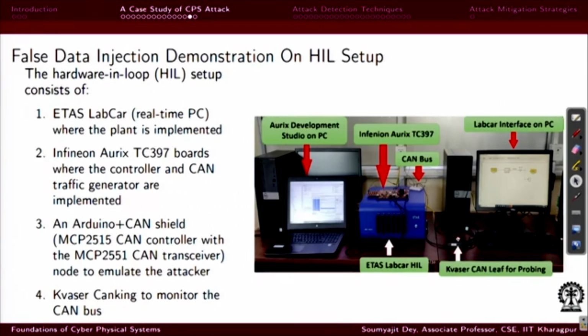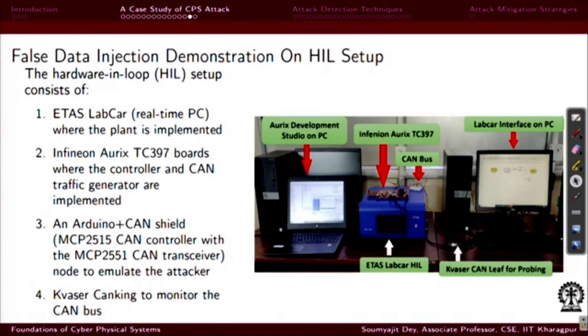So, using such a monitor, you can attach this monitor to the CAN bus, and you can actually see what the CAN messages are. You can see that CAN message stream in a PC, right. So, using this setup, you can program and write the controller, program this controller using Aurix Development Studio, and download it on the Infineon board. So, in a normal situation, using this CAN bus from the board to the HIL, you are sending messages for the plant, and the plant is running on this HIL system, the hardware in the loop system.